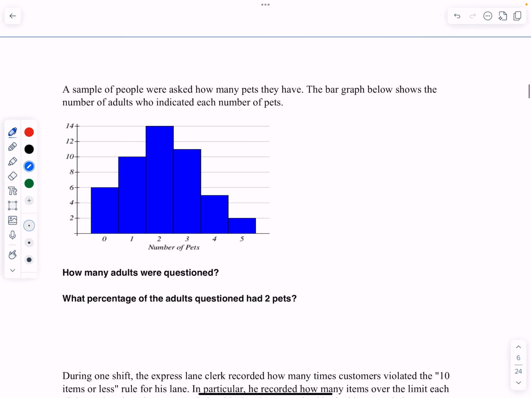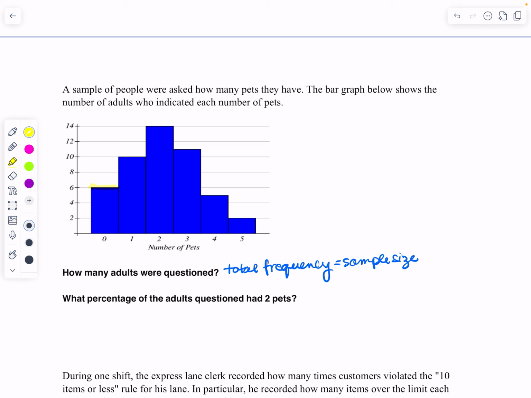A sample of people were asked how many pets they have. The bar graph below shows the number of adults who indicated each number of pets. How many adults were questioned? Okay, guys, so they're asking us for the total frequency. Remember, that equals the sample size. So what I'm going to do is look at each bar and add it up.